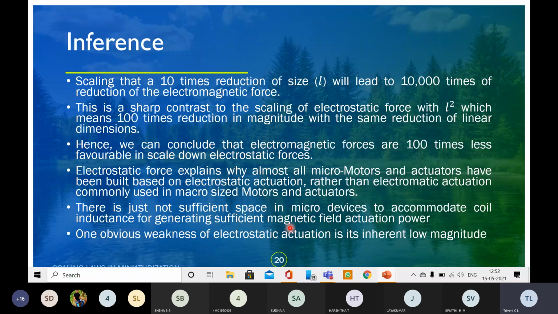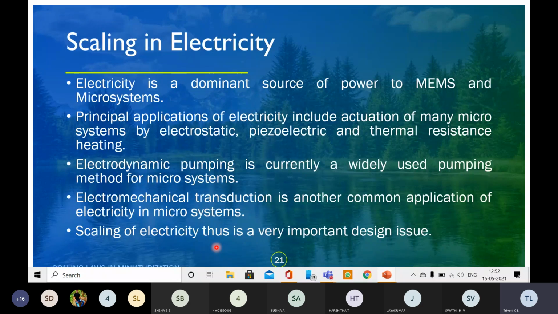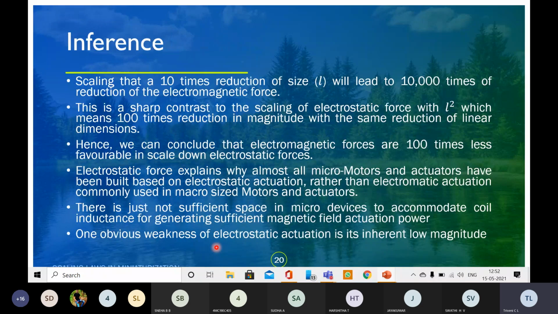And also we don't have much space in micro devices to induce sufficient magnetic field actuation power. The inductance plays a vital role here, in order to accommodate the coil inductance it will take much space, so it doesn't give you smaller sizes, and that is the drawback here. So for that reason we go for electrostatic actuation rather than electromagnetic. I hope you understood all of them.